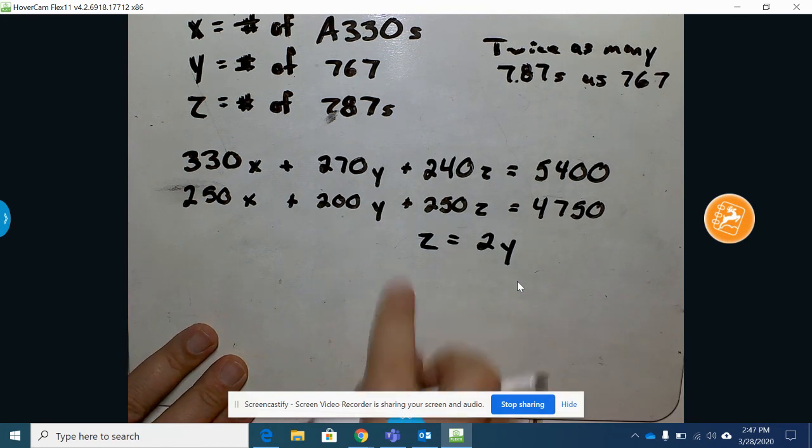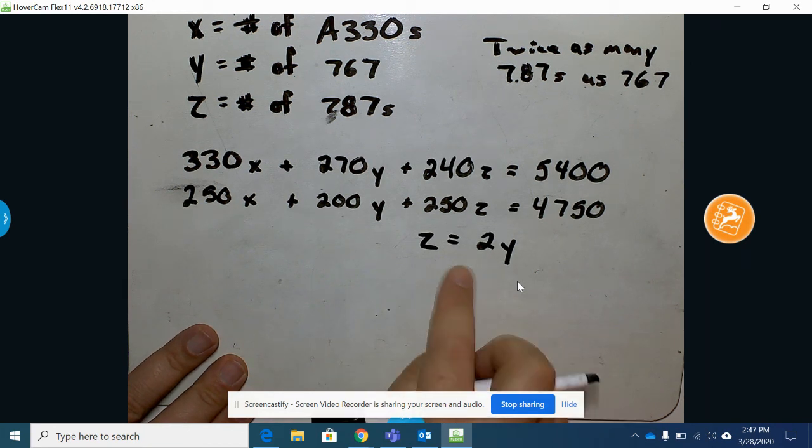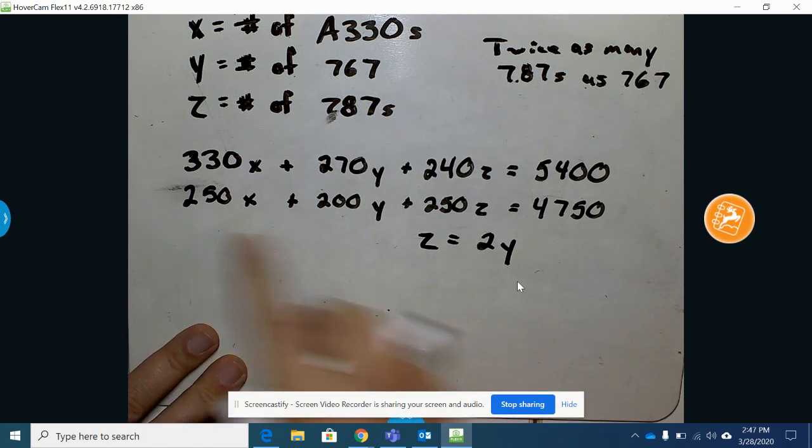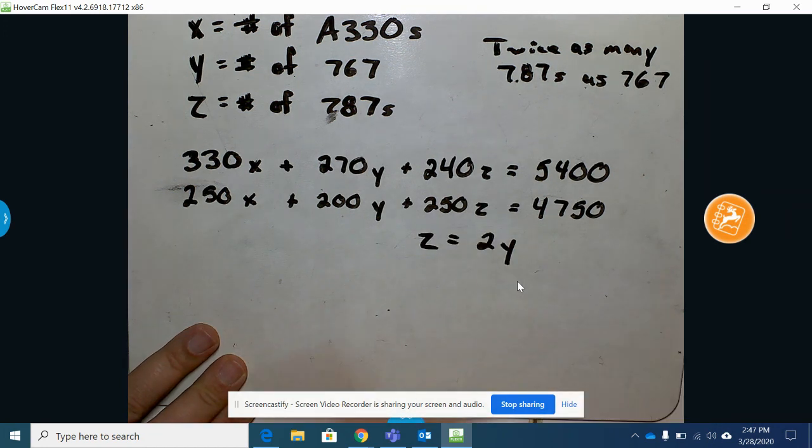So that's our third equation. But what I don't like about that third equation is it doesn't look like the other ones. What I have to do is get it to look like the other ones. I need an X, a Y, and a Z on one side and an answer on the other. So what I can do is move the 2Y over.